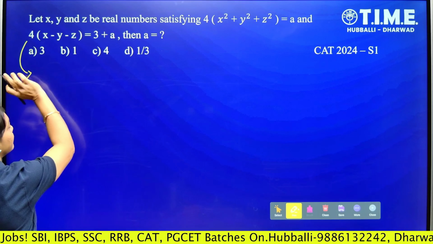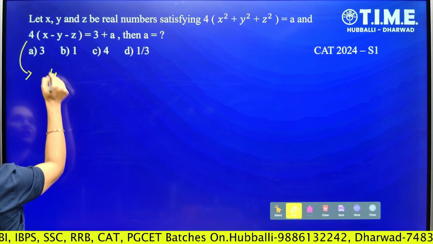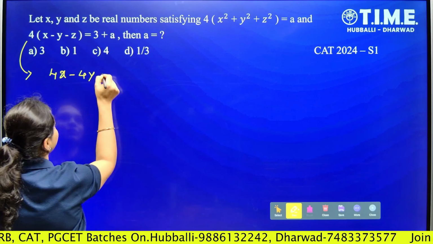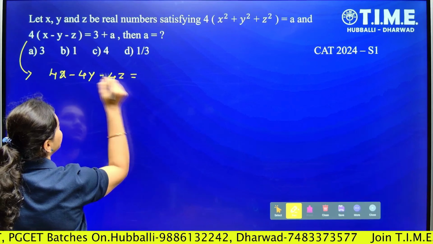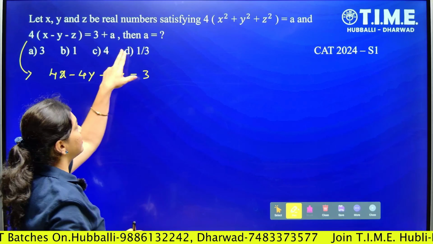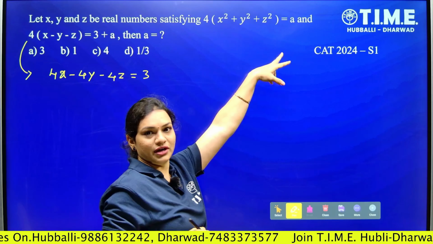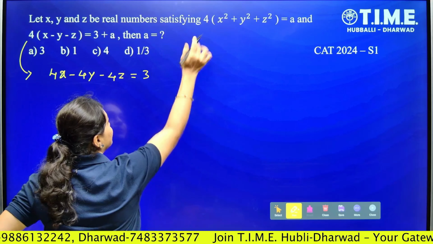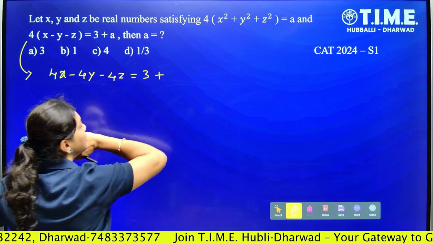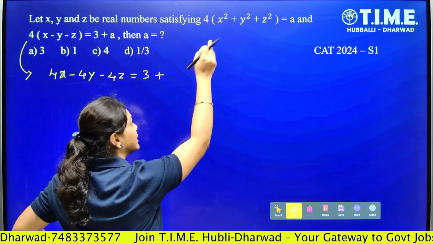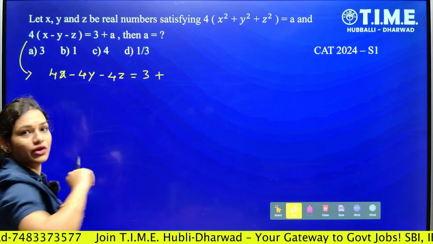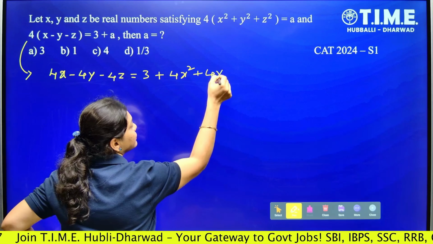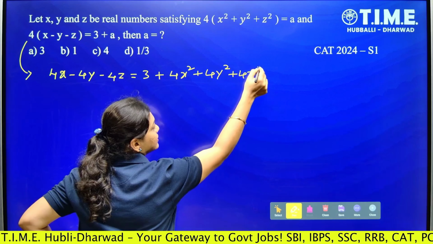The entire term we will multiply with the 4. So this will be 4 times of x minus 4 times of y minus 4 times of z is equal to 3 plus a. So a is nothing but this entire term, right? So we will multiply this again and we'll substitute that. So plus, since we were having the plus sign, indirectly we will take this. Okay, so 4 into x square is 4x square plus 4y square plus 4z square.